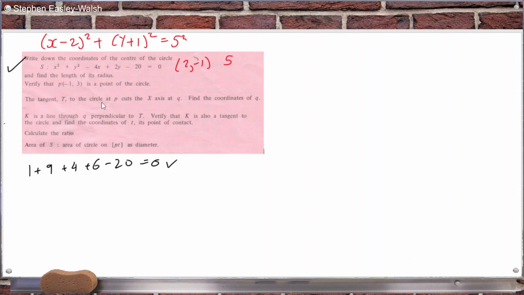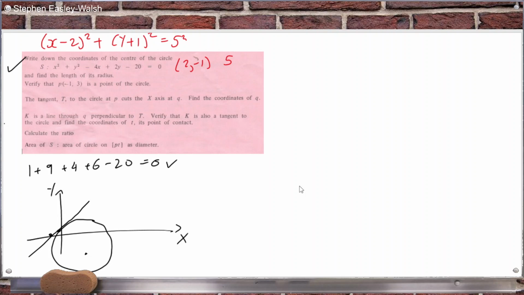The tangent T to the circle at P cuts the x-axis at Q. Find the coordinates. Alright, so you've got a circle here at 2, minus 1, radius 5. P is minus 1, 3. So there's a tangent here. Where does it cut the axis?